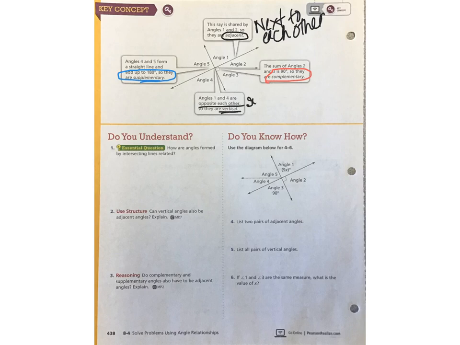Let's make sure that you know the terminology from the key concept. Remember that adjacent angles mean that angles are next to each other. Supplementary angles add up to be 180 degrees. Complementary angles add up to be 90 degrees. And vertical angles are across from each other, okay? And they are also the same measure.